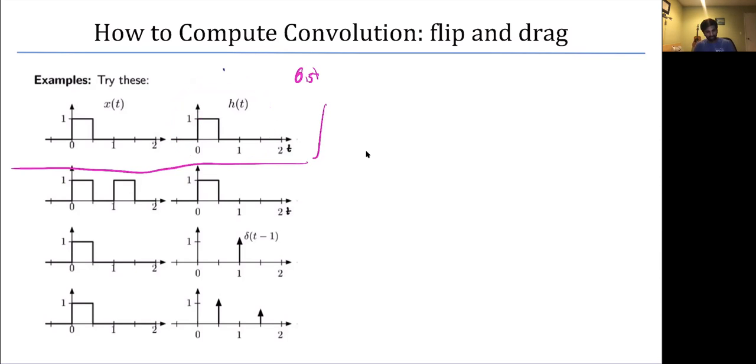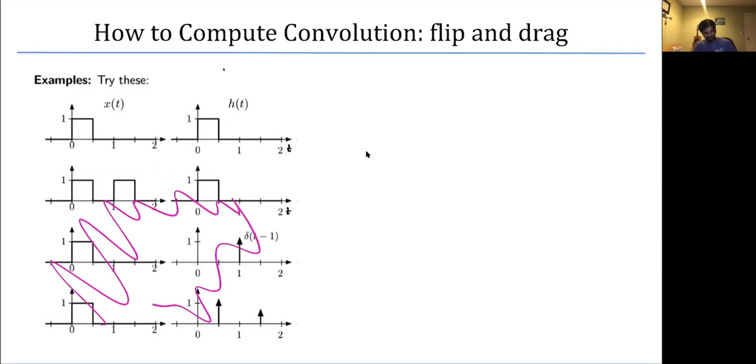Okay, so now if I take x of t and convolve it, let's just look at the first example here for the moment. So what would I do? Feel free to just ignore these.